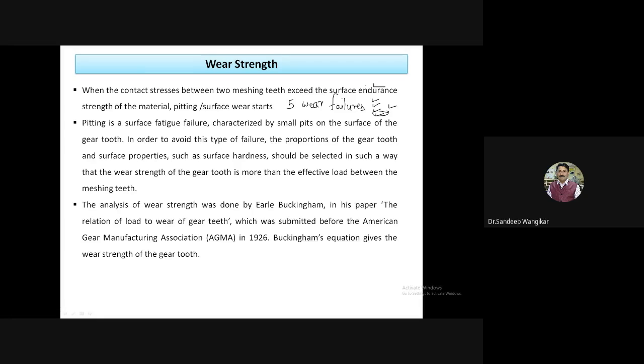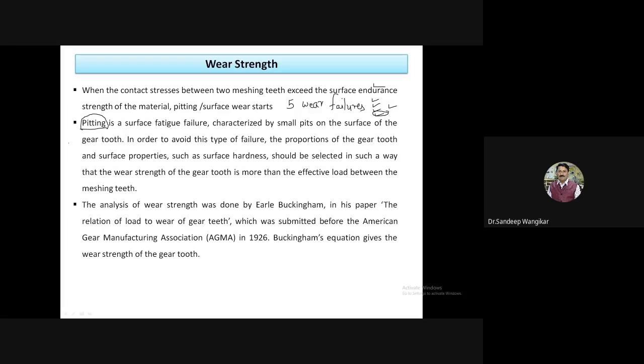Wear strength is the one criterion considered, and in the definition also it is the one criterion considered. Destructive pitting also starts with a small pit, so this word is continuously used in pitting. It is failure due to pitting. Pitting is a surface fatigue failure characterized by small pits on the surface of the gear tooth. In order to avoid this type of failure, the proportions of the gear tooth and surface properties, such as hardness, should be selected in such a way that the wear strength is more than the effective load, so that it can tolerate the effective load and no failure occurs due to wear.